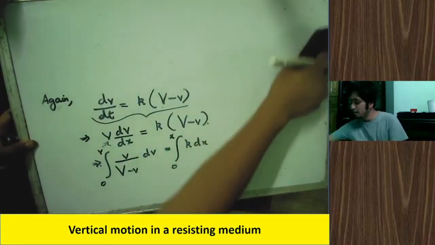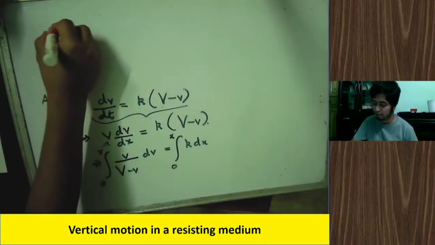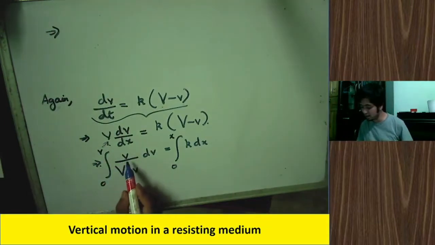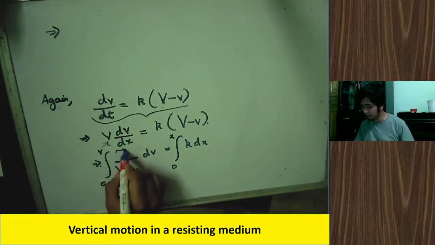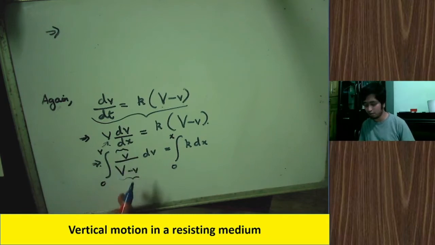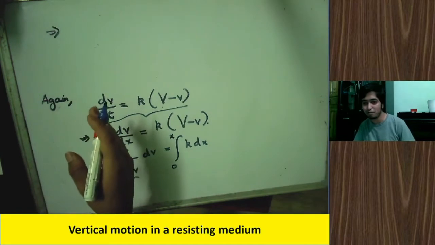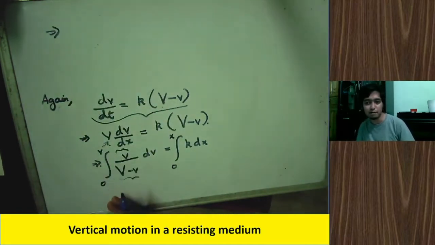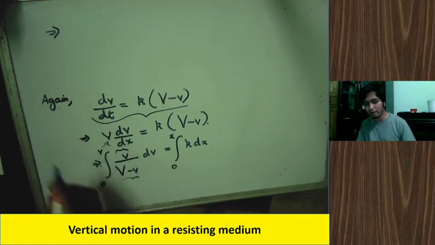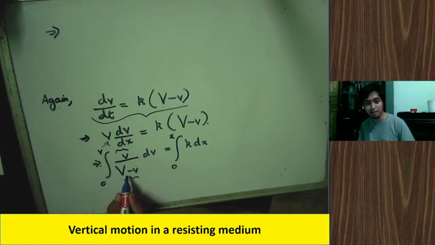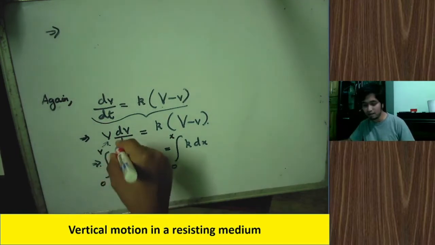Next, how will we integrate this? If you see this one, it is linear, and over here on top also it is linear. I don't want to use any substitution. Of course you can do substitution, but that will just create more confusion on the board. It will actually increase the number of steps, so I would like to do this integration directly. How would I do it? Just see over here in the denominator we are having minus v, so I will try to get minus v in the numerator as well.